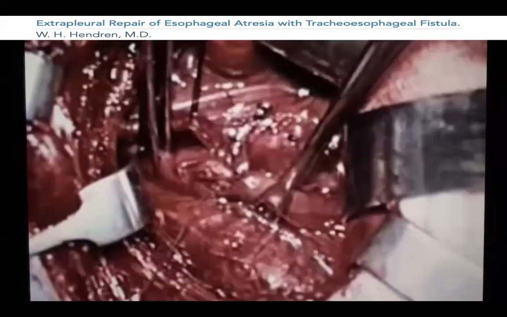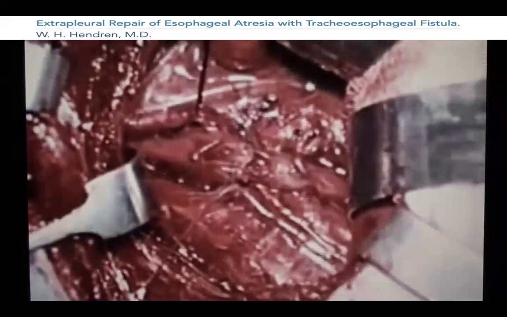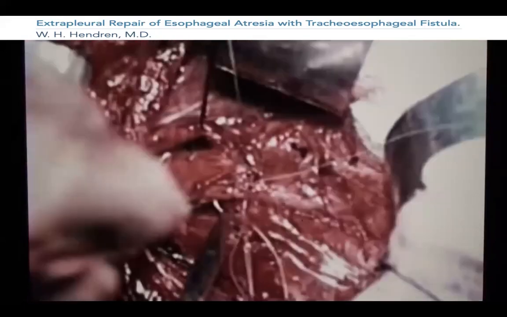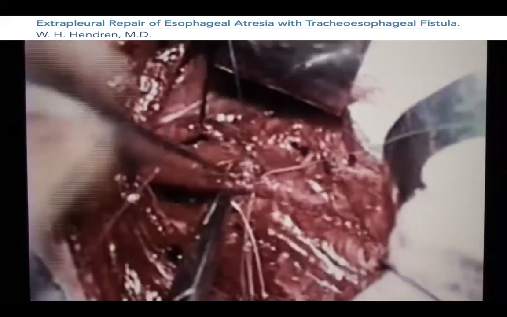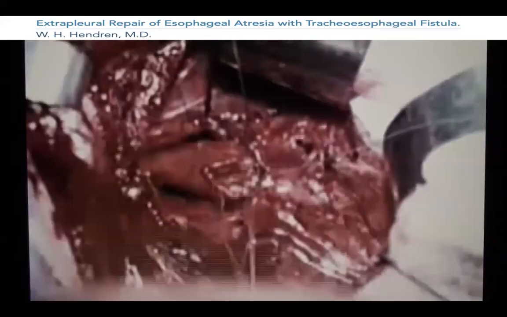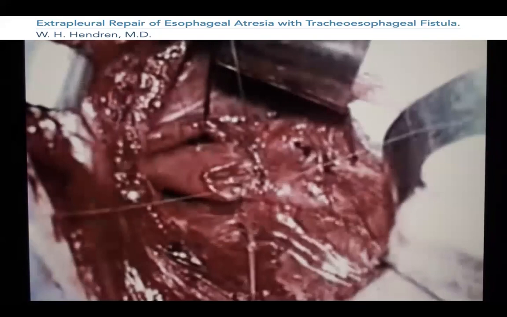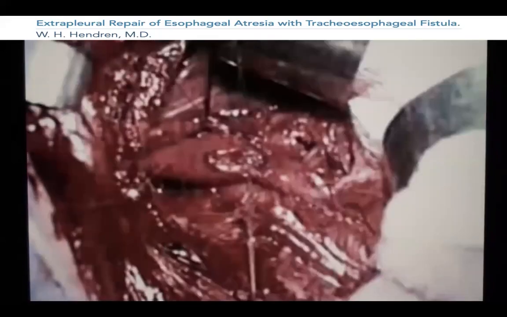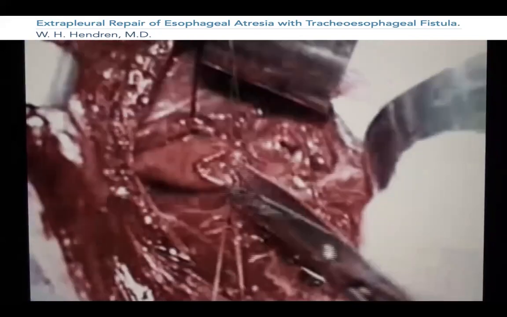If one does mobilize somewhat, the lower esophagus must be well vascularized and its blood supply maintained, because an ischemic lower esophagus will slough and leak. In completing the anastomosis, as each new suture is placed, the previous one is cut. Note that the sutures are tied just tightly enough to approximate these delicate tissues.